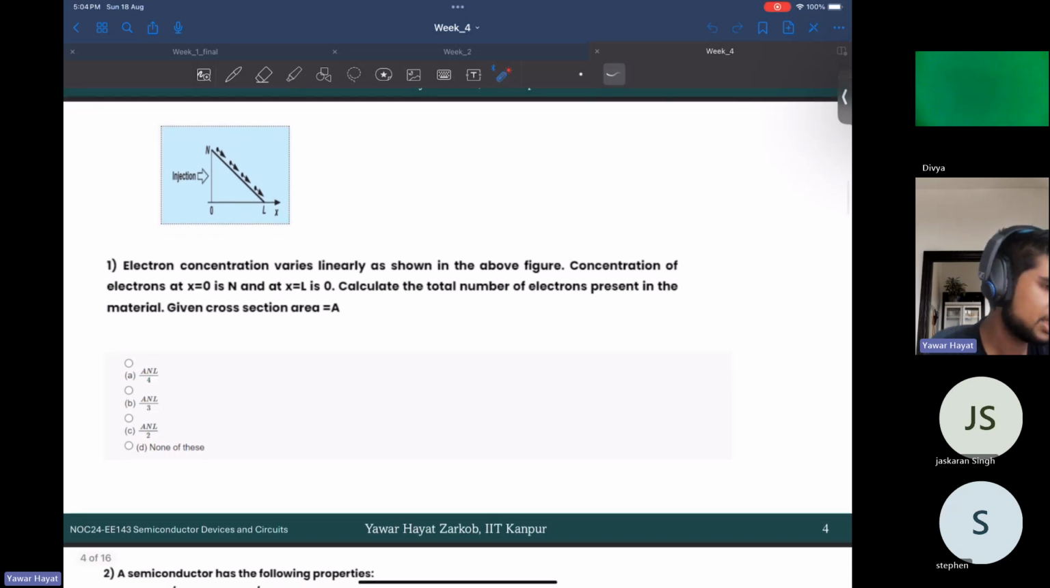The first problem is: the electron concentration varies linearly as shown in the above figure. The concentration of electrons at x equal to 0 is n and at x equal to L is 0. You need to calculate the total number of electrons present in the material. Given cross-section area is A. Please attempt this one and let me know which option is correct.